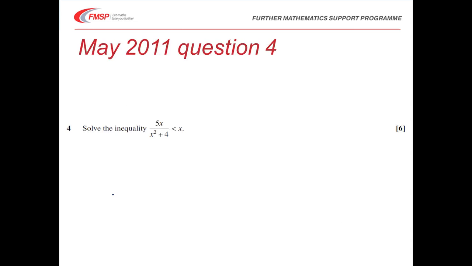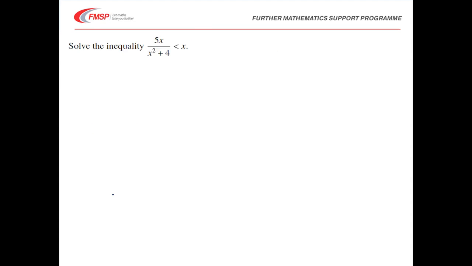So let's look at some questions. This first one, there's no mention of a graph, so we're going to tackle it algebraically. First thing we need to do is to get 0 on one side, and we do that by subtracting, because subtracting is always safe.